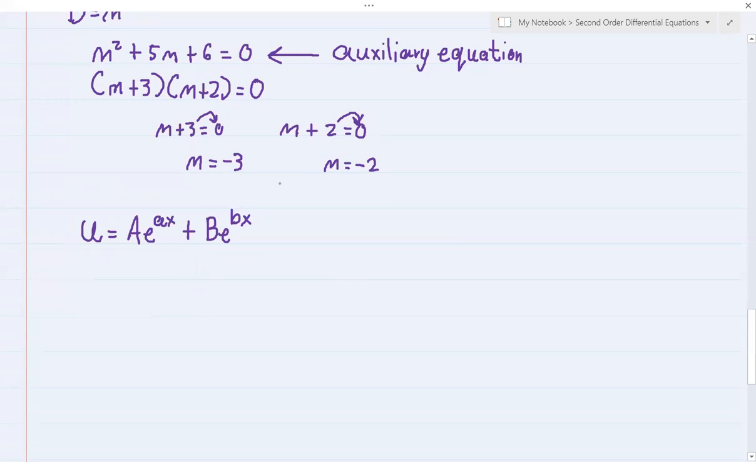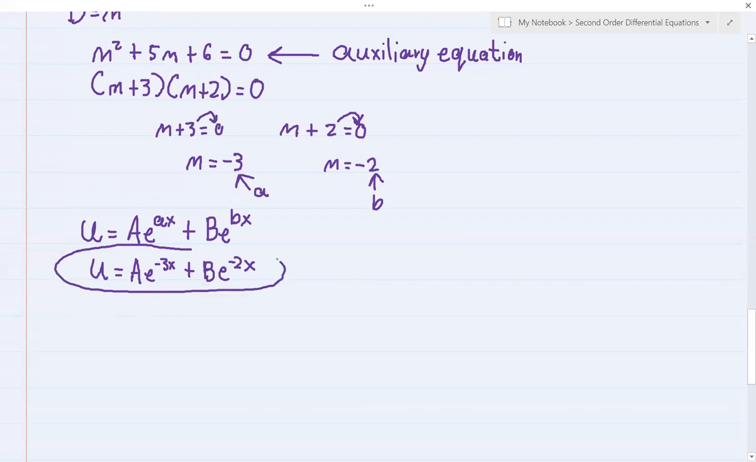Now, pick which one is your A and which one is your B. For me, this is my A, and this one will be my B. So we will have u as A times e raised to negative 3x plus B times e raised to negative 2x. So that is my u.